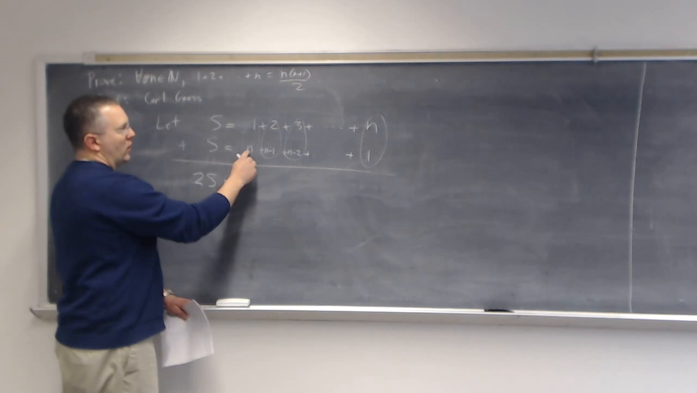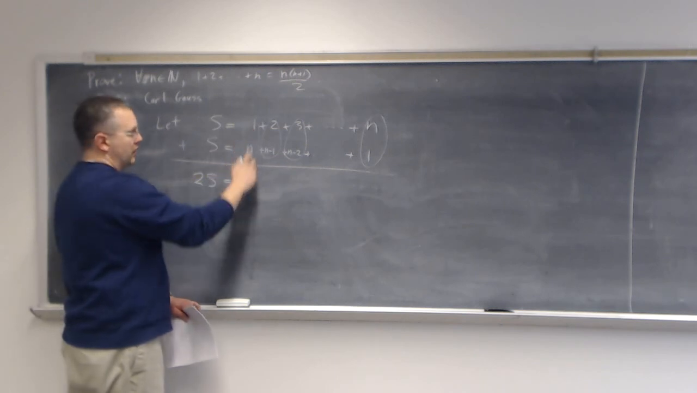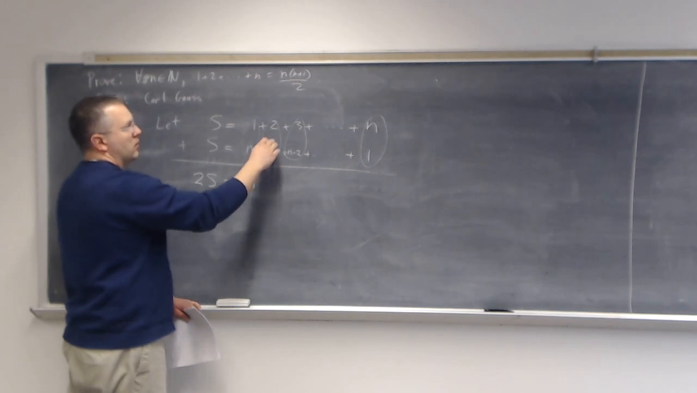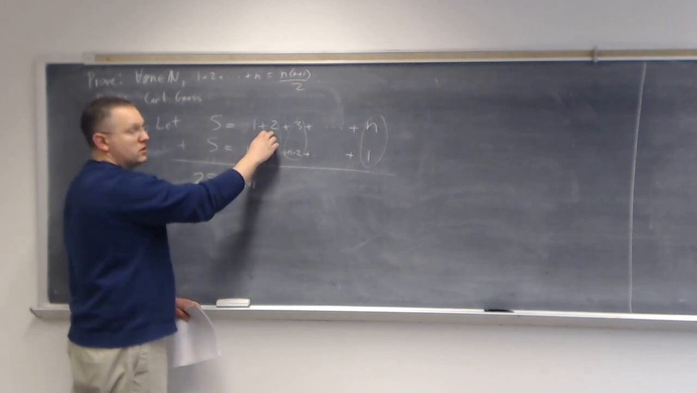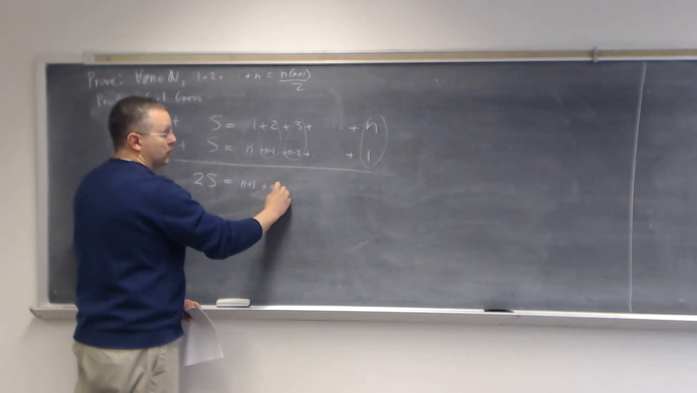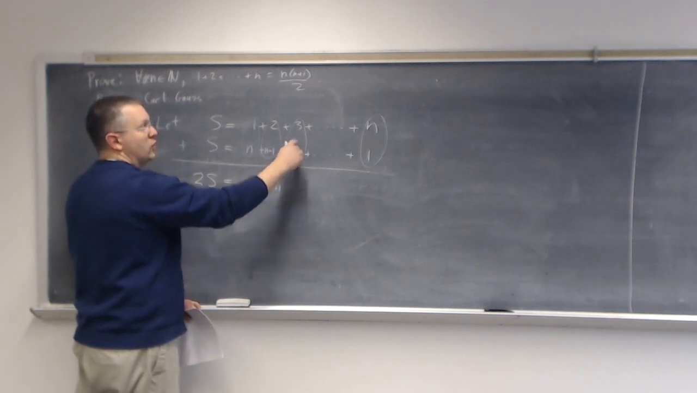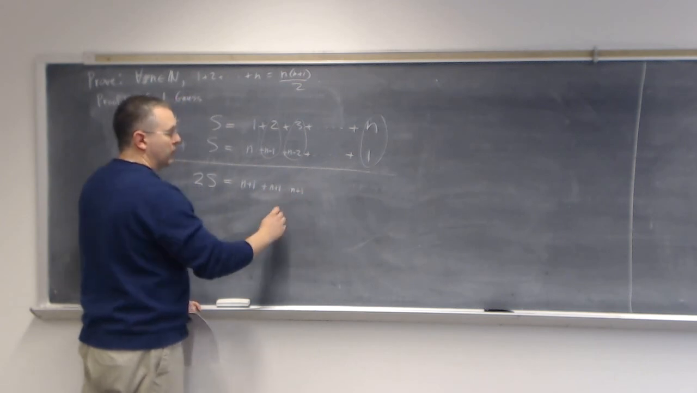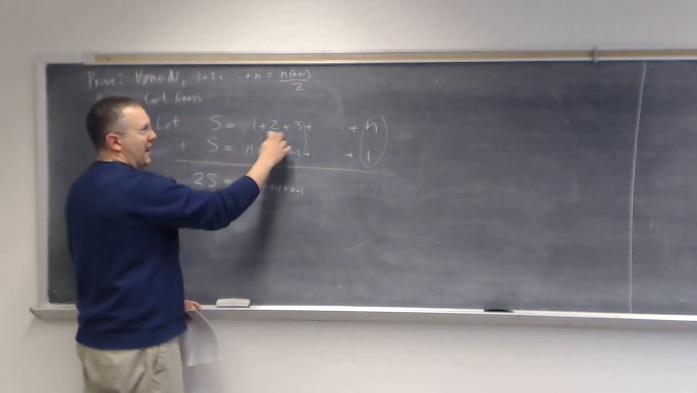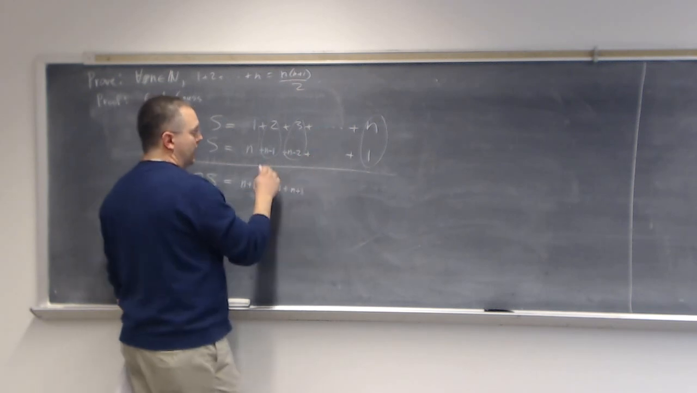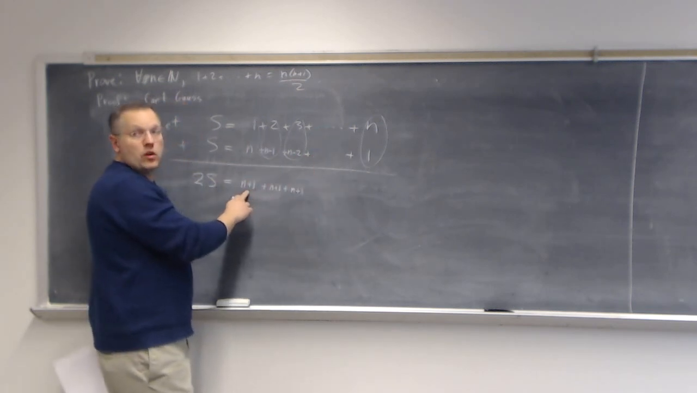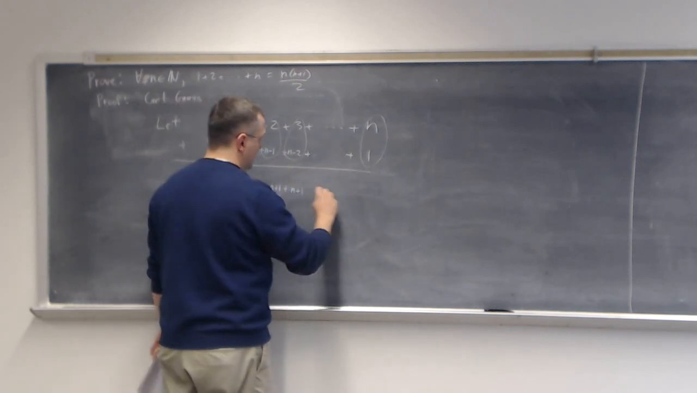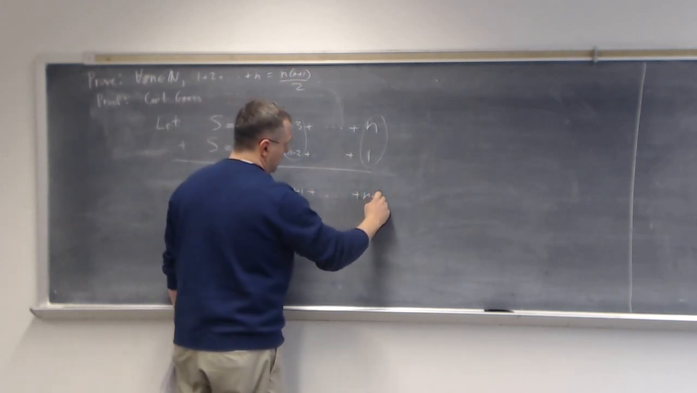So n plus 1 is n plus 1. n minus 1 plus 2 is n plus 1. n minus 2 plus 3 is n plus 1. So you see, by adding them up pairwise, each one of these pairs is going to add up to n plus 1. So n plus 1 plus n plus 1 plus n plus 1 plus n plus 1, all the way down to plus n plus 1.